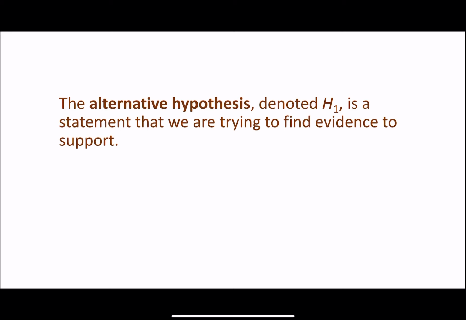Alternative hypothesis, we denote that with H sub 1 or just H1. It is the statement that we're trying to find evidence to support. When I said that I thought that number was less than that, that would be my alternative hypothesis. So we're saying that's what we're trying to prove or trying to find evidence to support. When we take our sample, we are trying to support our alternative hypothesis.